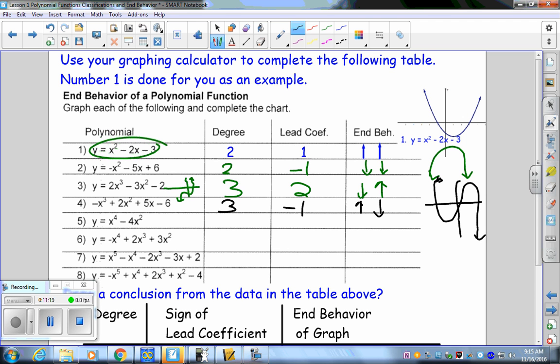All right, x to the fourth minus 4x squared. Take a look at my graph. This one looks kind of like a W, and that's going to happen. We're going to spend more time in class investigating the general shape of each one, so you can make predictions. So for right now, we're just focusing on the arrows, the end behavior. But here's the shape. It's a degree 4, and the leading coefficient is 1, and both of my arrows are pointing up.